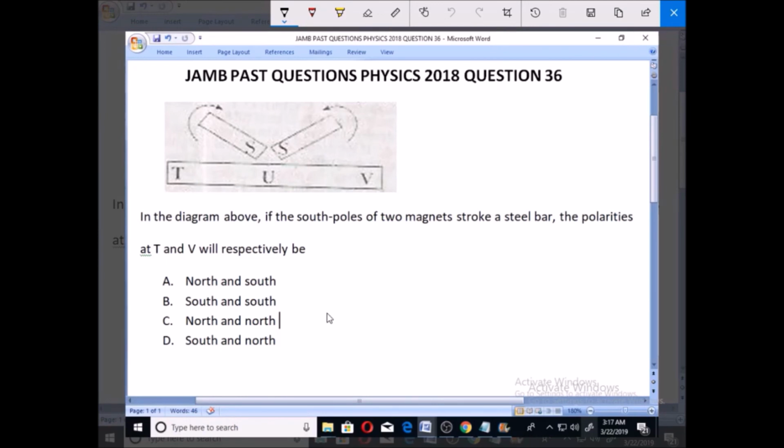That is what we have because of the principle of like charges and unlike charges. Once you have south, south, you're supposed to have north, north at these poles, and this is one of the ways that you can magnetize a steel bar. So since we have south, south here, we're going to have north, north here, and that is the polarity. That makes C the right option, because since we are having south, south here, we are supposed to have north, north here, and that is what you get when you look at magnetization.